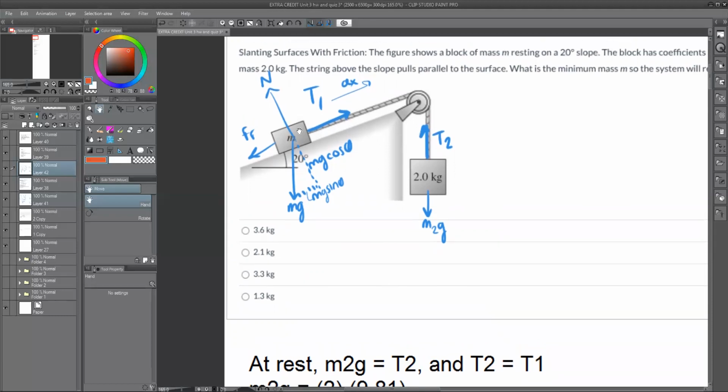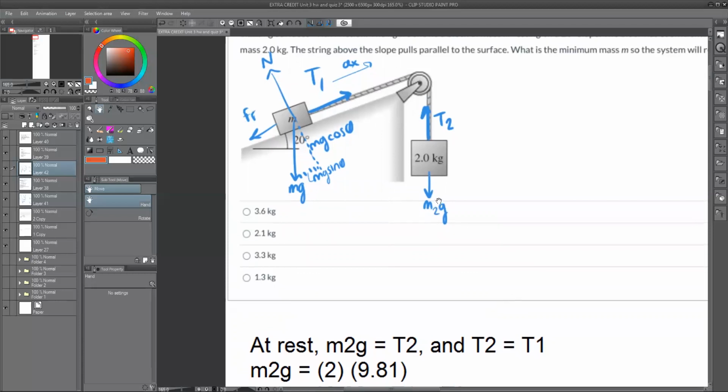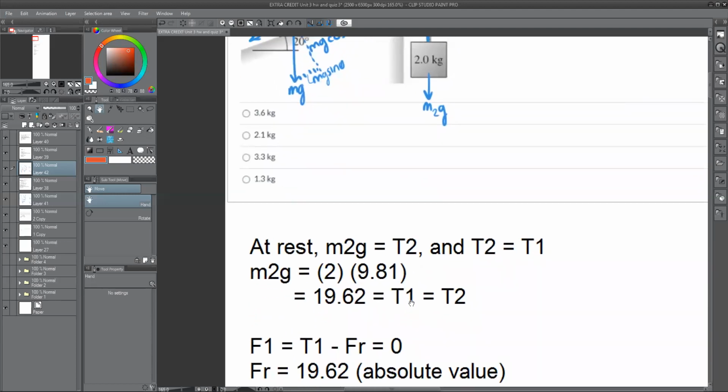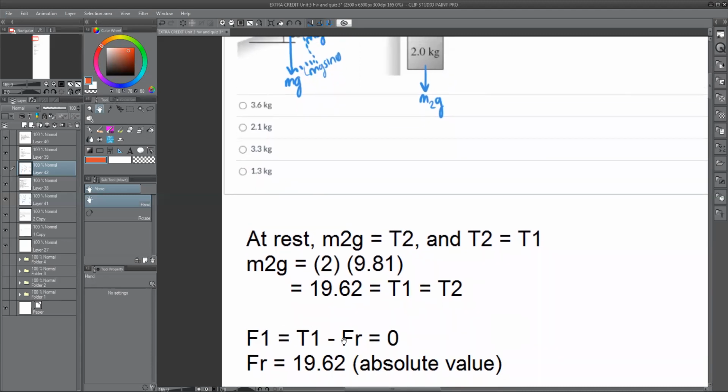So understanding that, we need to find ultimately this m, and we can do that by finding T1. So m2 g is easy to calculate. It's 2 times the gravity. So that'll be 19.62, and that is T2 and also equal to T1. So now that we have T1, we can plug it into the force equation. So the force of the first block is equal to the tension minus the friction. And it's equal to 0 because we know it's at rest. So the friction is equal to the tension. It would be in the negative direction, but it's the absolute value because it's force.